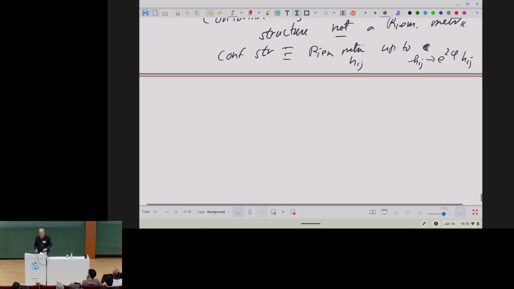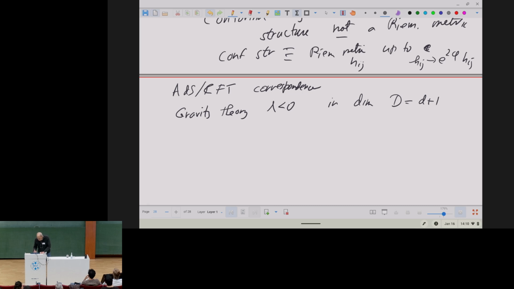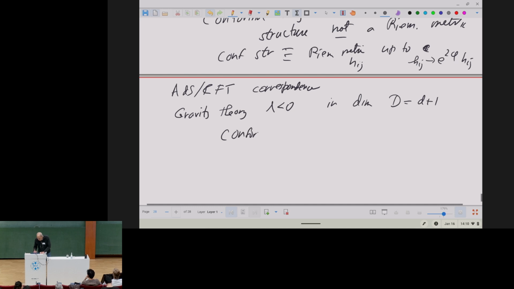Now, the way the AdS/CFT correspondence goes, let's say that you have a gravity theory with negative cosmological constant in dimension d equals little d plus 1. So the conformal boundary N will have dimension d. The correspondence tells us that to such a gravity theory there corresponds a d-dimensional conformal field theory.